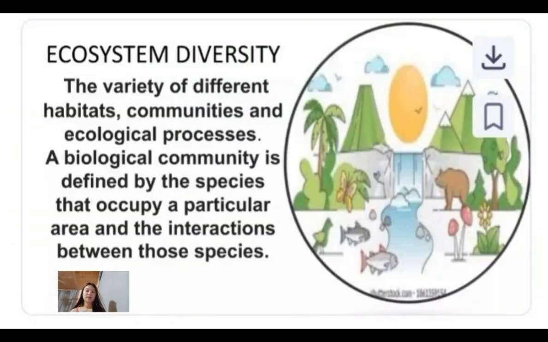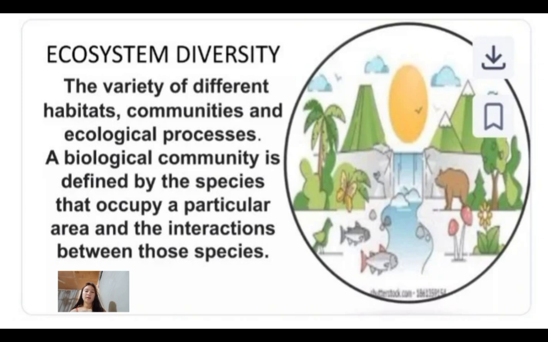So the second is ecosystem diversity, the variety of different habitats, communities, and ecological processes. A biological community is defined by the species that occupy a particular area and the interaction between those species. So the explanation of this is, for me, ecosystem diversity means the variety of different natural places on Earth like forests, oceans, deserts, woodlands, and grasslands, each with its own mix of living things such as animals, plants, fungi, and microbes, and the non-living things like air, water, and soil.